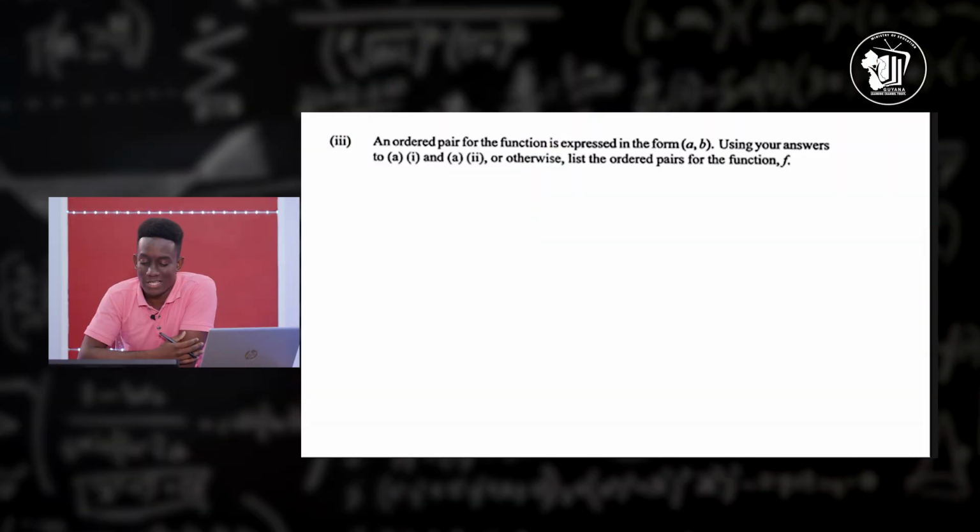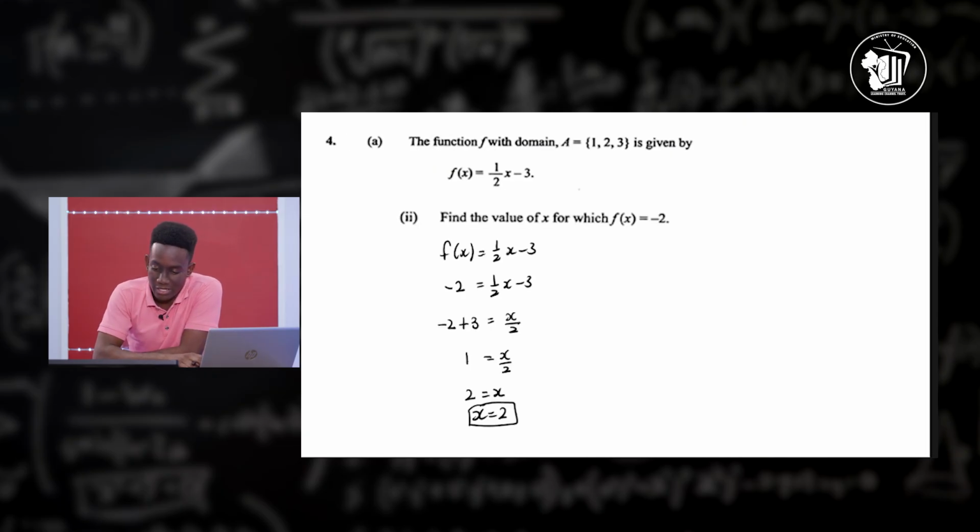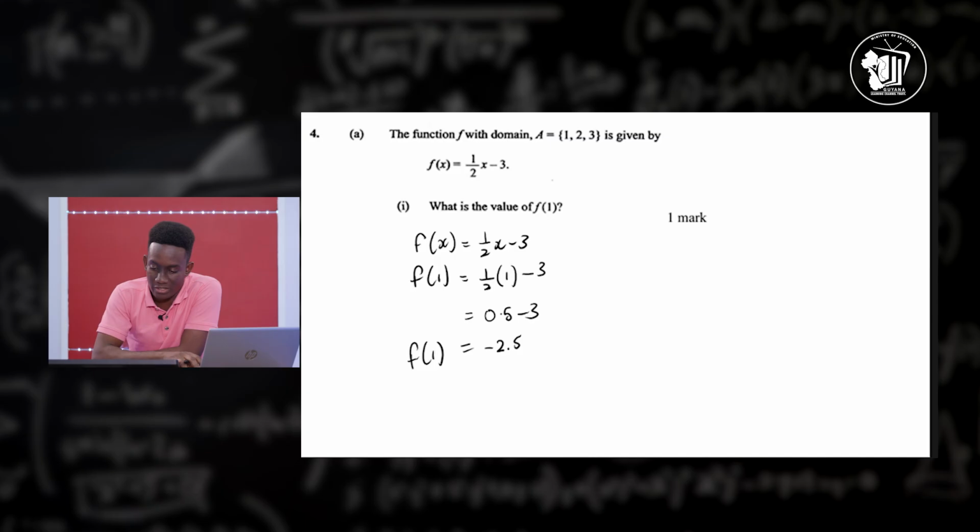So the next question says, an ordered pair for the function is expressed in the form (a, b). Using your answers to A1 and A2, or otherwise, list the ordered pairs for the function. So they want us to use the answers here and here.